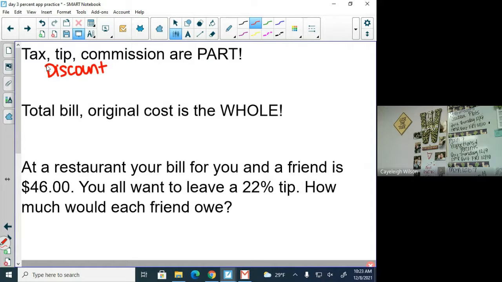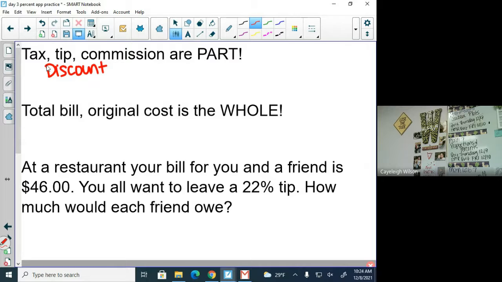Okay, so it says, and you don't have to write the problem down, you're just going to put the work down. At a restaurant, your bill for you and a friend is $46. You all want to leave a 22% tip. How much would each friend owe? First of all, I'm going to find the tip. And tip means that I'm going to find the part.